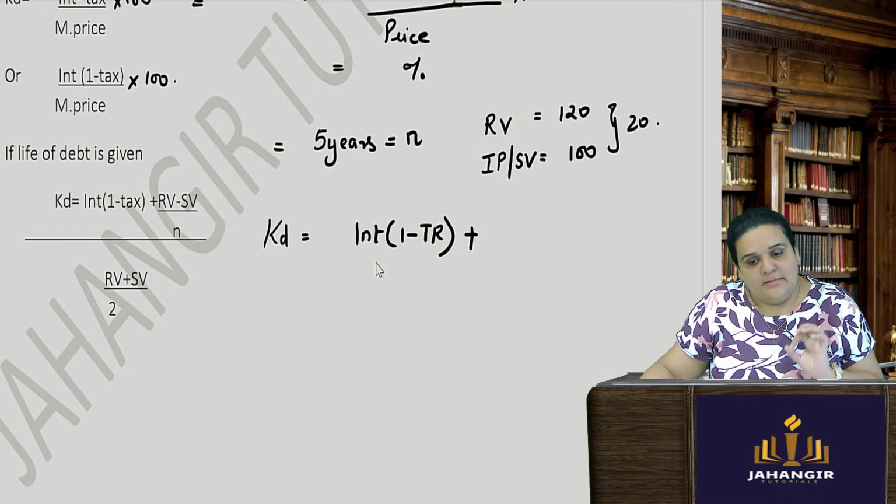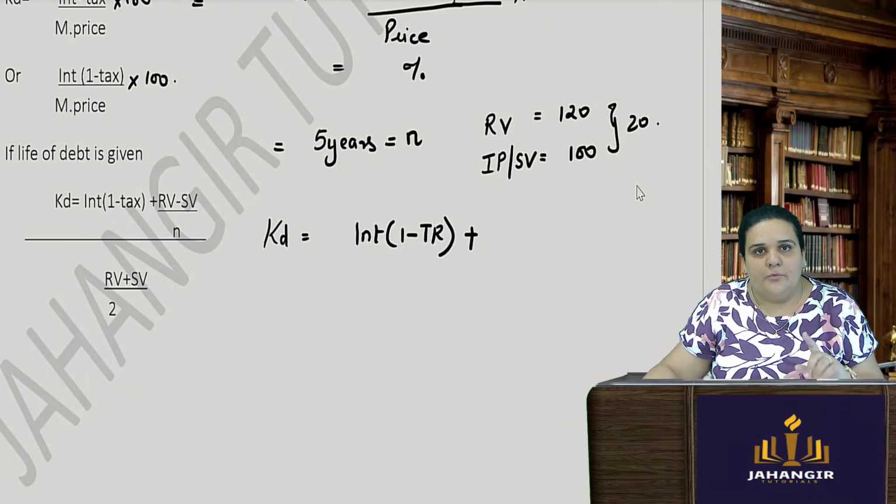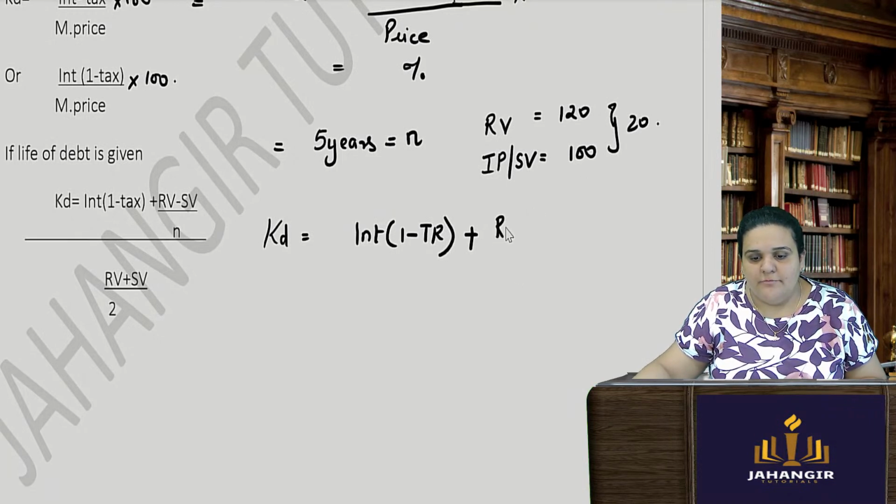Plus this interest I am giving them. Company is giving them interest. But they are also going to give them that extra money, no? This 20 rupees. Okay, so redemption value minus sales value or issue price. Any term you can use. Upon N. Why upon N?